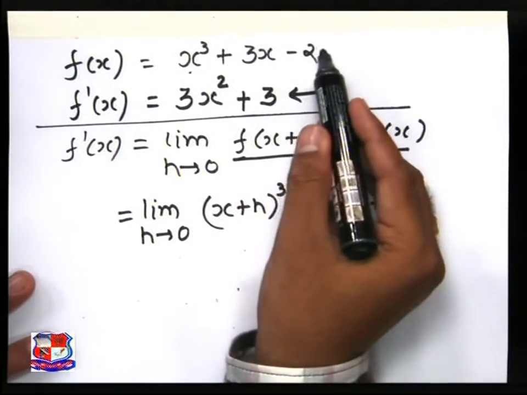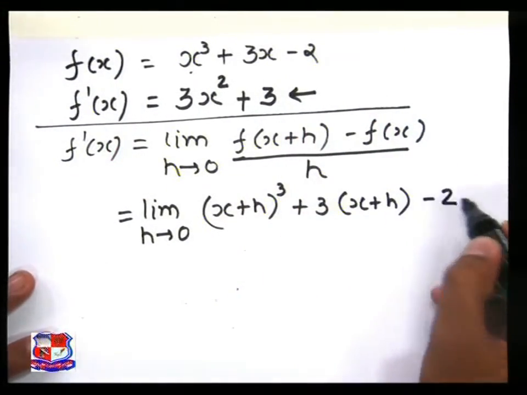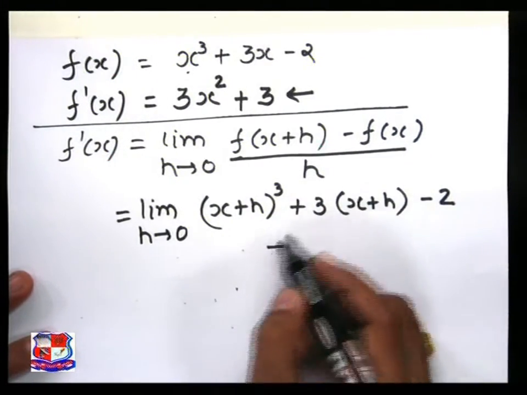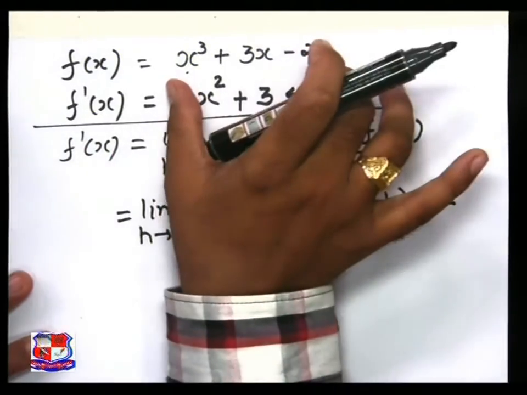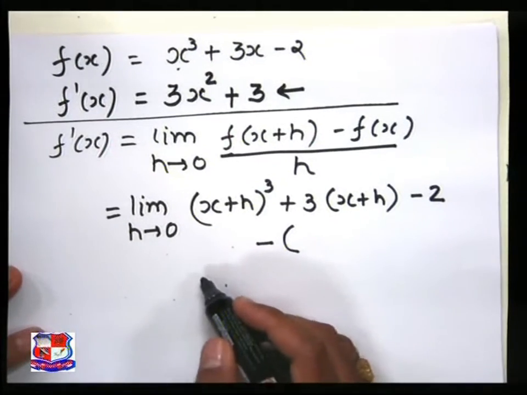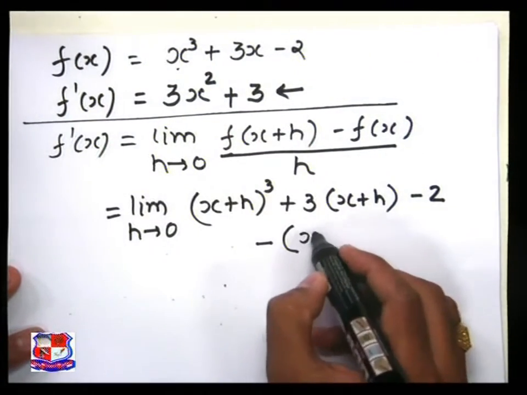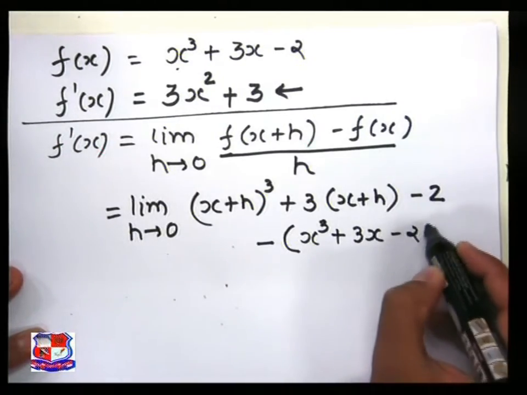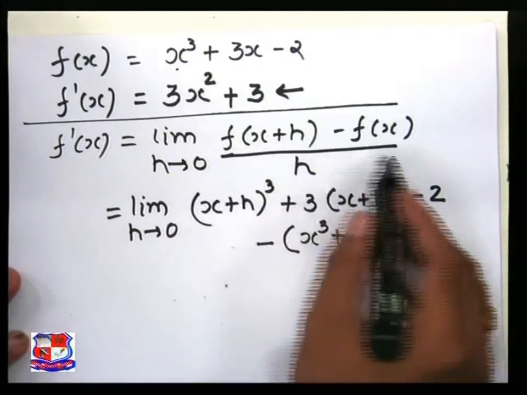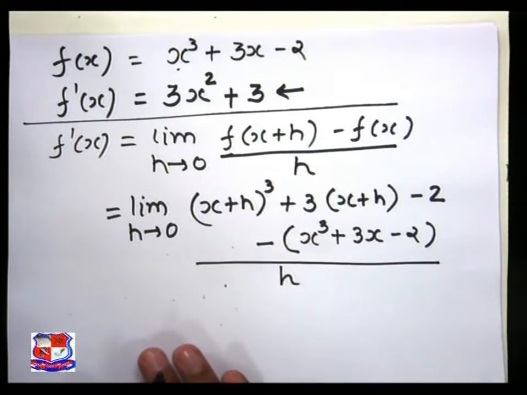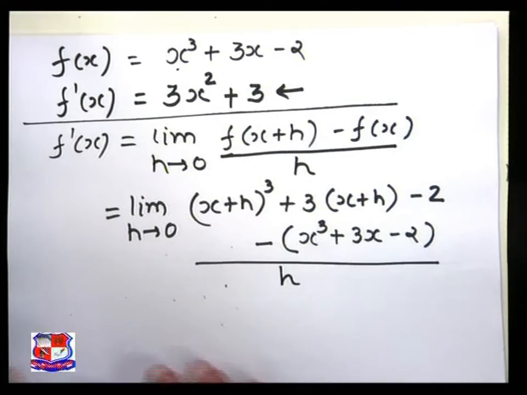Here 2, not any x, but write it as it is, that is minus 2. Here the minus sign, write the minus sign. Here f of x, so for all terms, that is f of x, replace here. Again, don't forget to place it in brackets: x cube plus 3x minus 2, and the remaining value is divided by h as it is. Now again it is time to solve the problem.